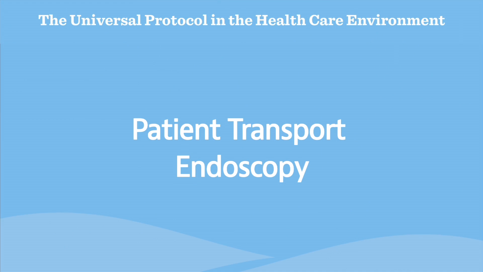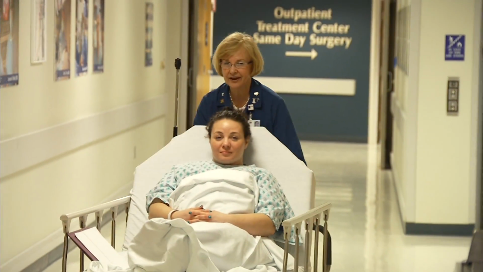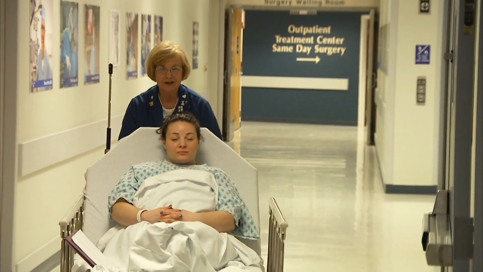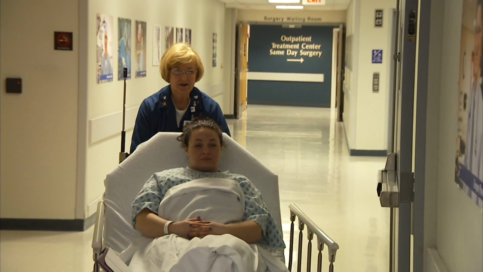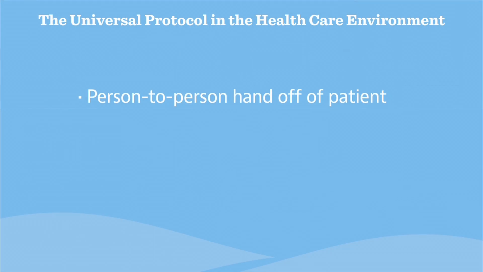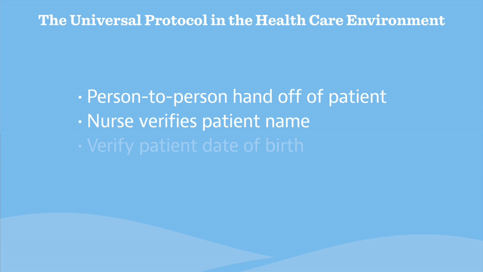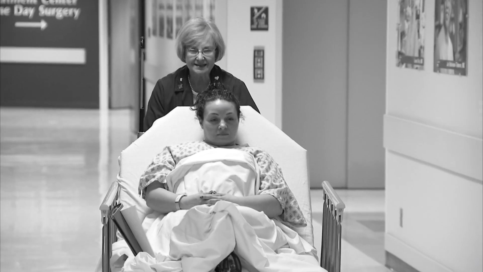When a patient is moved from one area to another or to a procedure room, it is important to use the patient identifier procedure to make sure the right patient is going to the right room for the right procedure. This should only be done with a person-to-person handoff while confirming the patient name and date of birth before the transport person leaves and the patient is transferred.